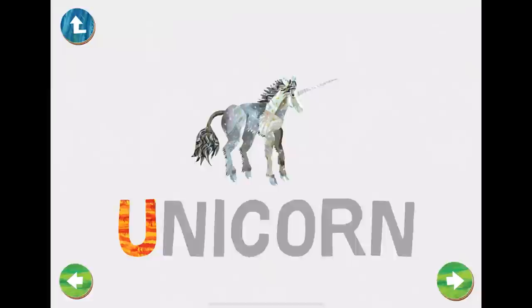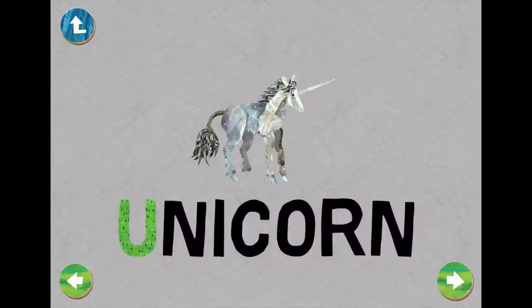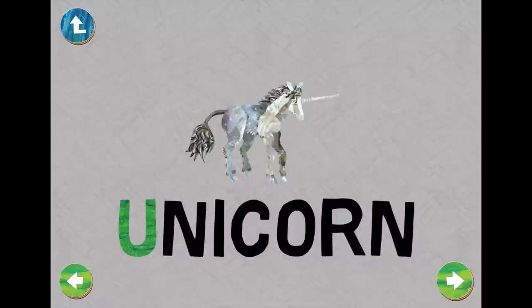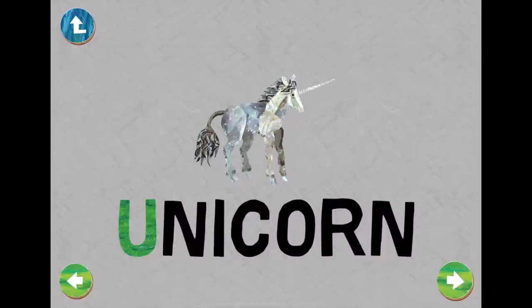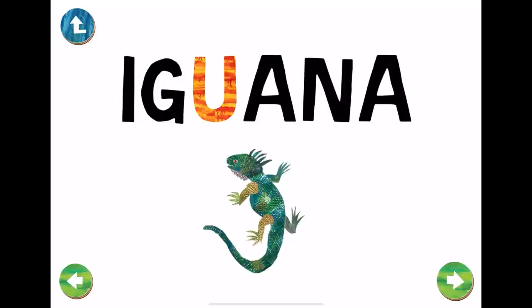U is for unicorn. Unicorn. U is in the word iguana. Iguana. Trace the letter U with your finger.